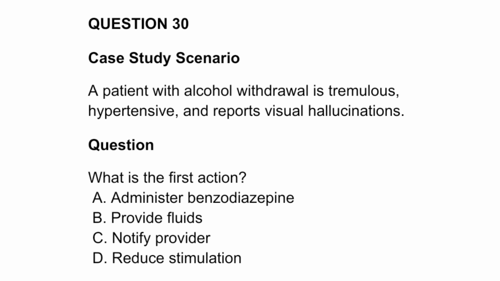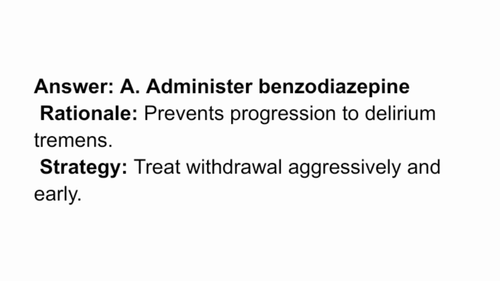A. Administer benzodiazepine. B. Provide fluids. C. Notify provider. D. Reduce stimulation. Answer: A. Administer benzodiazepine. Rationale: prevents progression to delirium tremens. Strategy: treat withdrawal aggressively and early.